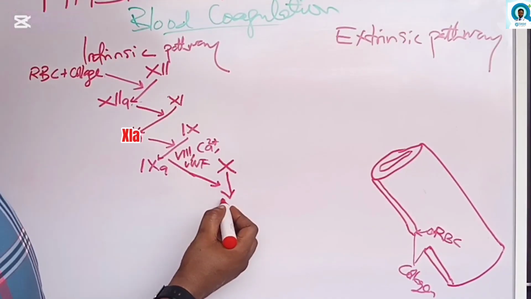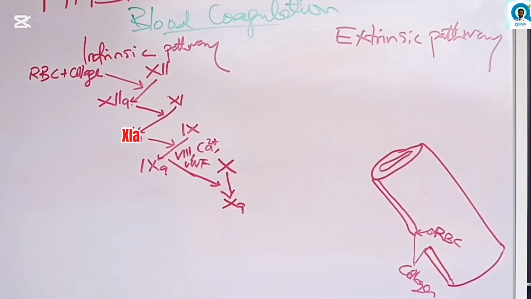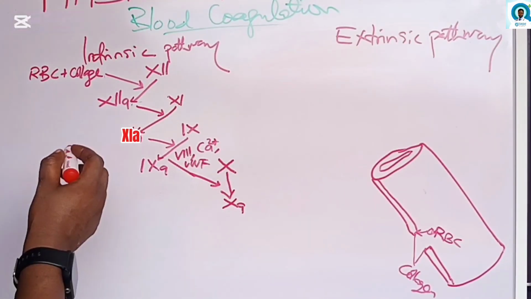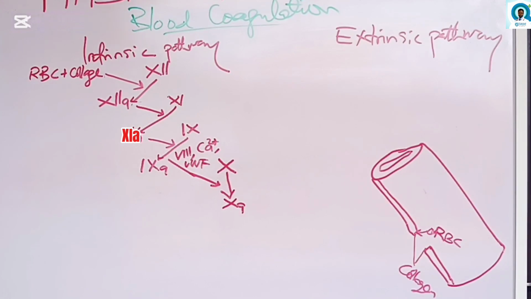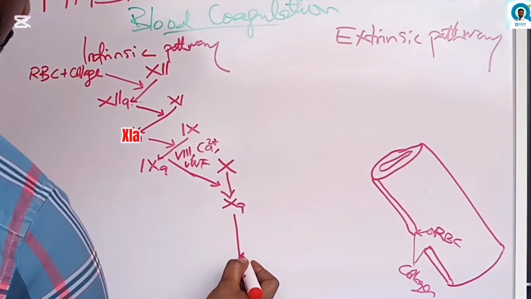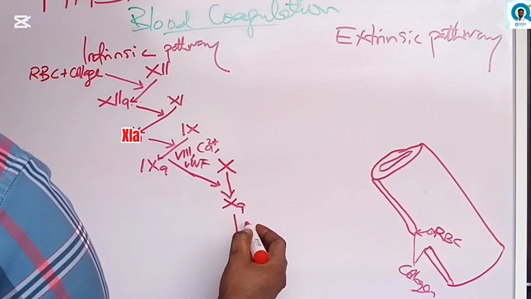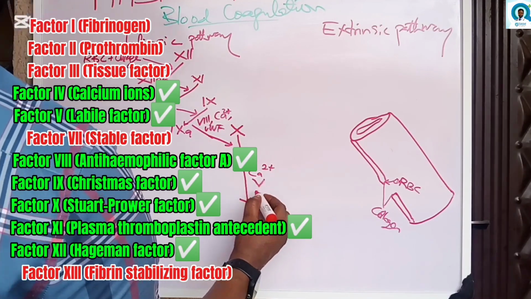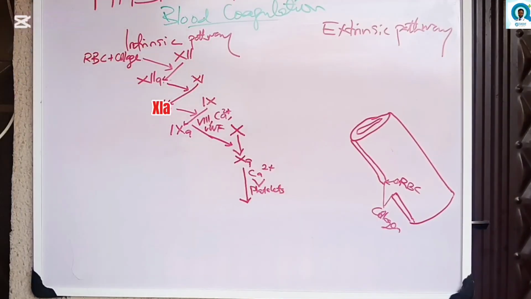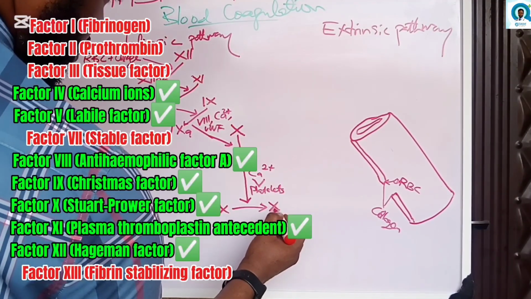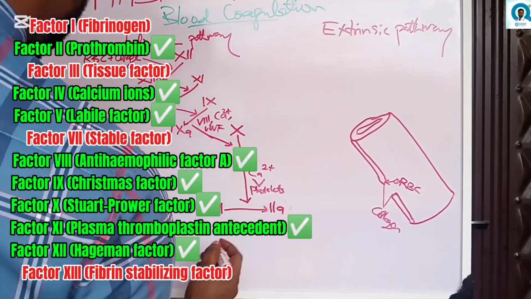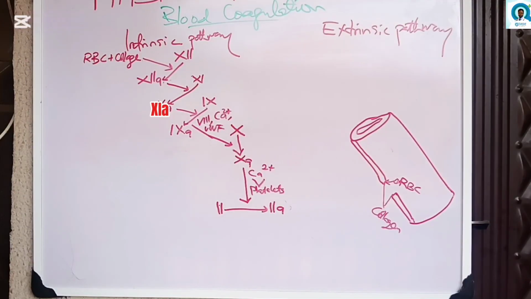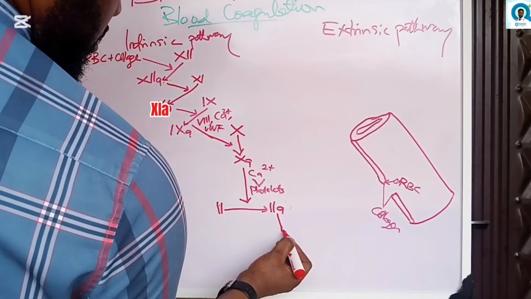Now, activation of factor 10 is the beginning of the common pathway, which proceeds as follows. Active factor 10, in the presence of calcium ions, factor 5, and platelets, causes the activation of factor 2, that is, conversion of prothrombin to thrombin.